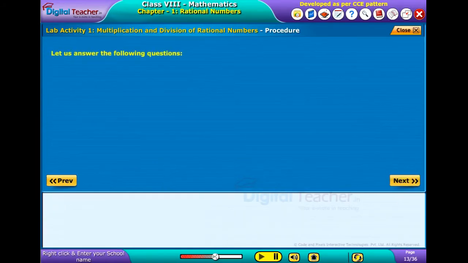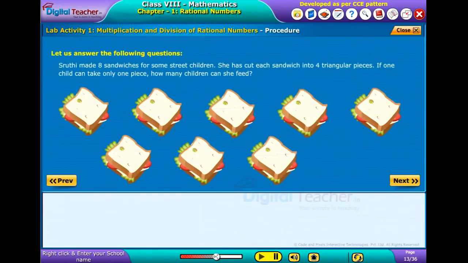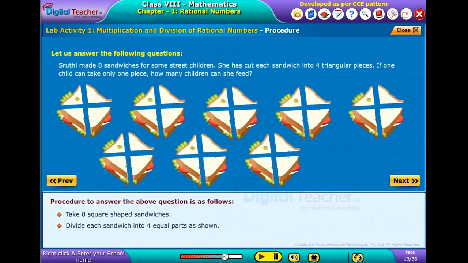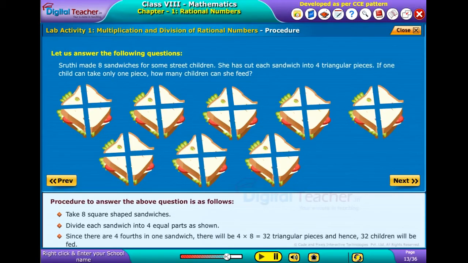Let us answer the following questions. Shruti made 8 sandwiches for some street children. She has cut each sandwich into 4 triangular pieces. If one child can take only one piece, how many children can she feed? Procedure to answer the above question is as follows. Take 8 square-shaped sandwiches. Divide each sandwich into 4 equal parts as shown. Since there are 4 fourths in one sandwich, there will be 4 into 8 equal to 32 triangular pieces and hence 32 children will be fed.